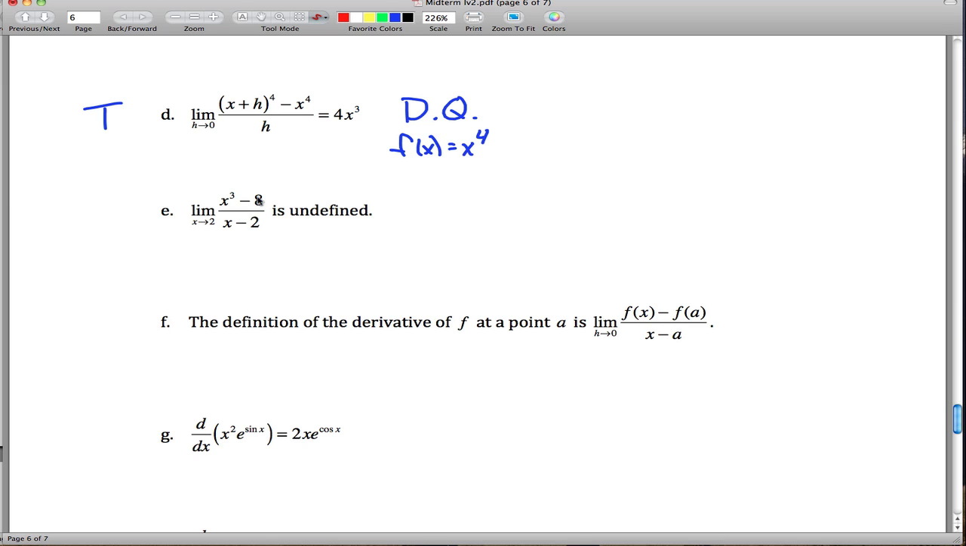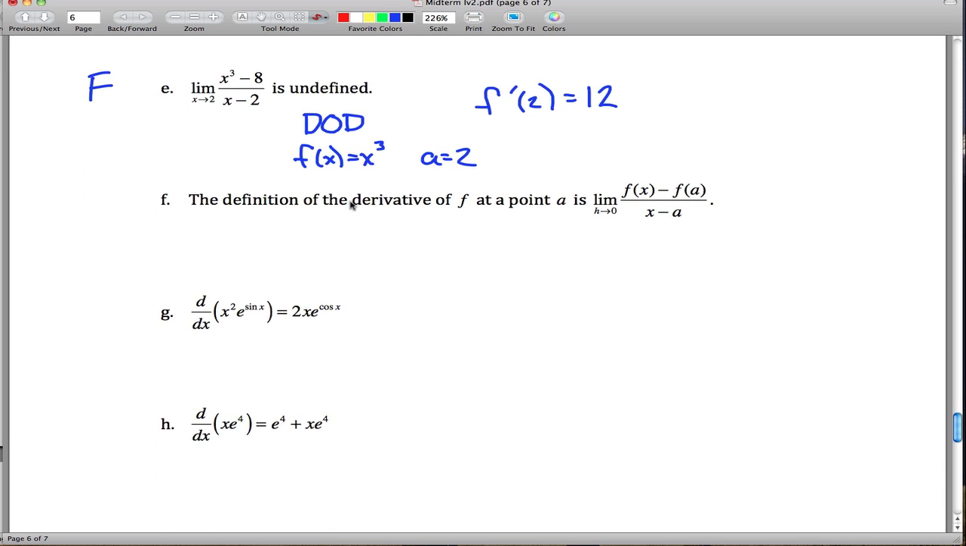Part E, this mess of a limit is undefined. This is false. There's a few ways to show that this is defined. I think the easiest way is to view this as a definition of the derivative problem. What we really have is f of x up here, and if a equals 2, this is f of 2, x minus a, the limit as x approaches a. It's the definition of the derivative of this function, so this is not undefined. It is going to be f prime of 2, which if you work it out will be equal to 12, I believe.